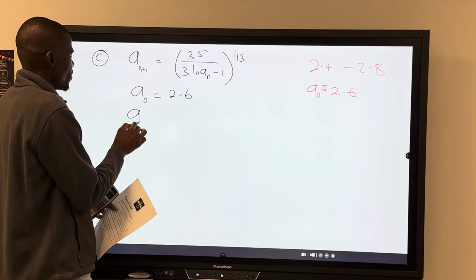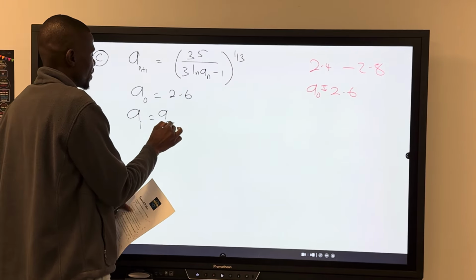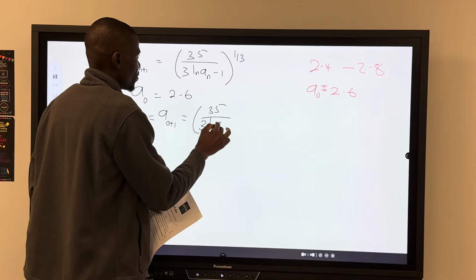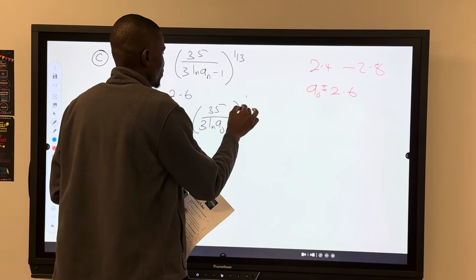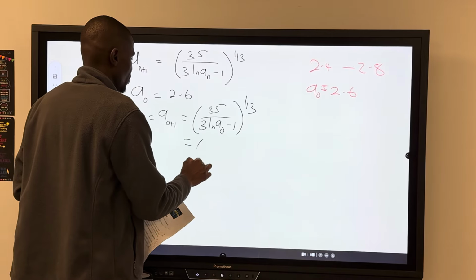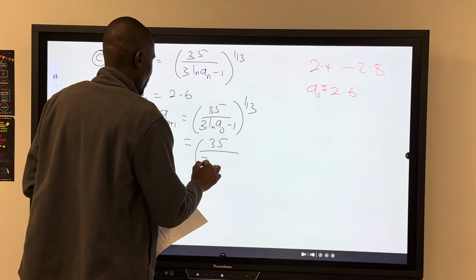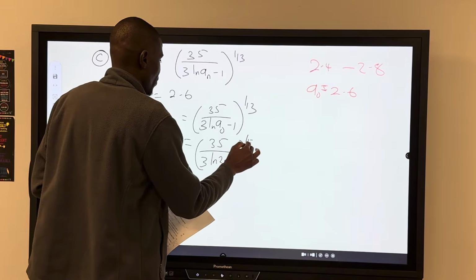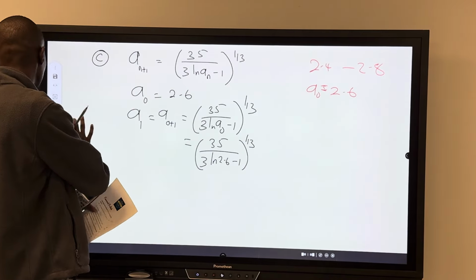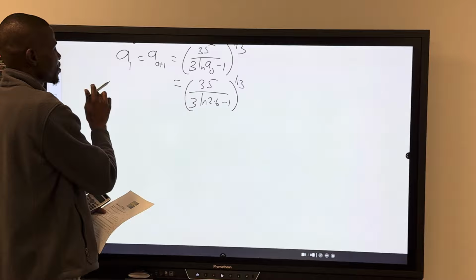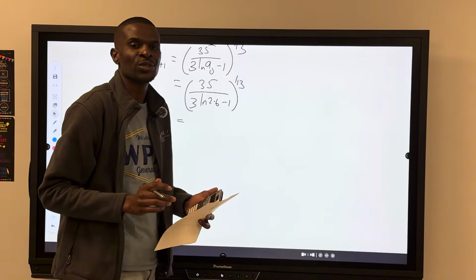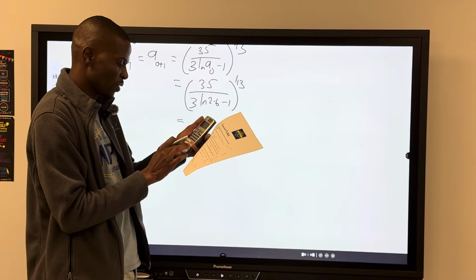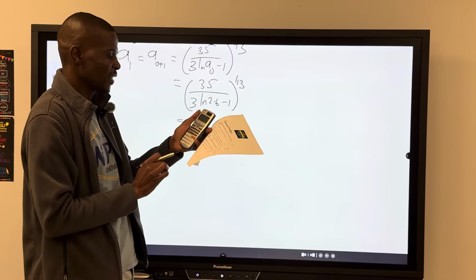To get A1, I'm going to say it's A0 plus 1, which is equal to 35 over 3 natural log of A0 minus 1, to the power of a third, which is equal to 35 over 3 natural log of 2.6 minus 1, to the power of a third. So what I normally do, guys, we need to work smart, not hard. You input that 2.6 in the calculator here, so you just say 2.6, then you press enter.